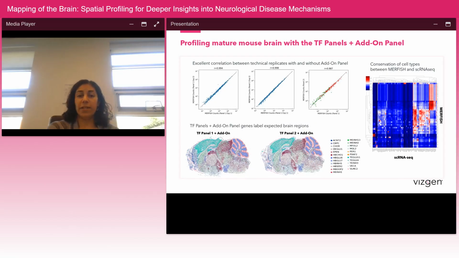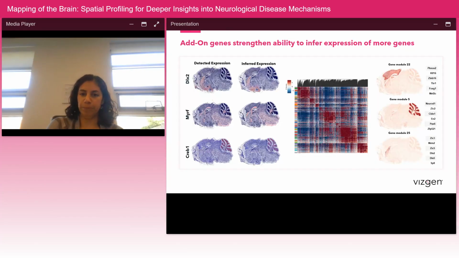As expected, the data quality is quite high. We see really excellent correlation between technical replicates. And when we specifically look at the common genes, so the spiked-in genes on both panels, we see, again, excellent correlation. Those are the genes in red, the common genes between the two panels. And as expected, we see the expected cell types present in mature adult brain, which we verified using single-cell RNA-seq to define those cell types.